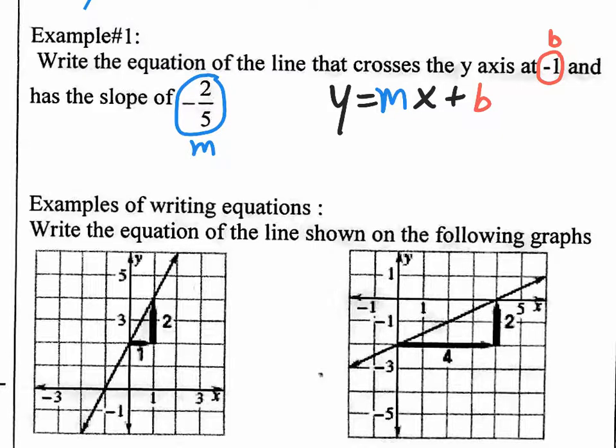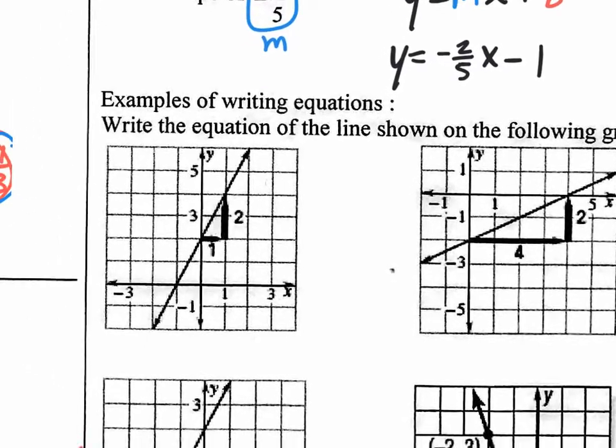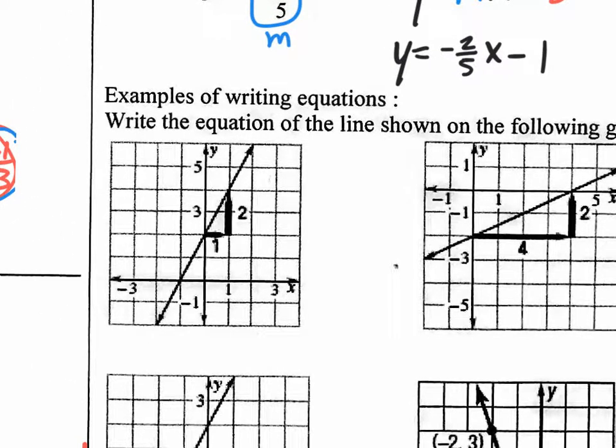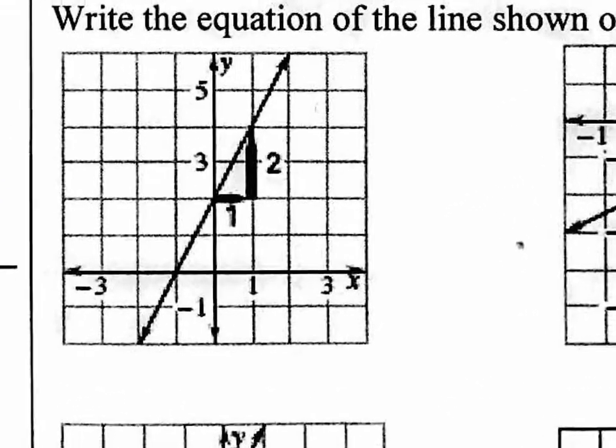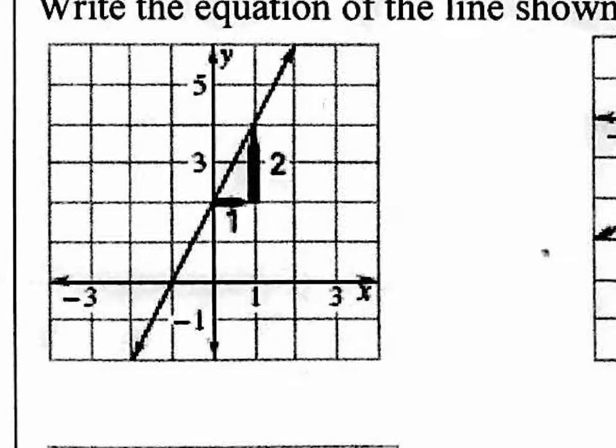So what's our equation going to be? It's going to be y equals -2/5 x minus 1, or plus -1. But that's the equation of the line that has the slope -2/5 and the b value of -1. And that's when they just straight up give you the information. How about down here, they give us graphs, actual graphs, and they want us to write down the equation. So keep in mind, in order to write the equation of a line in slope-intercept form, there are two things that you need, m and b.